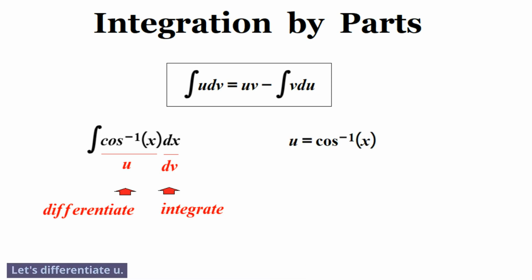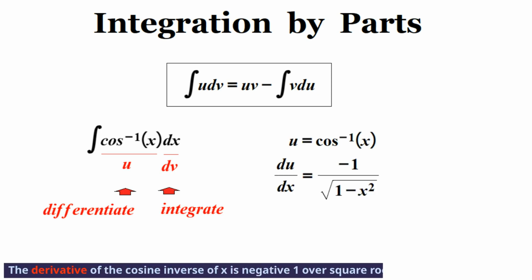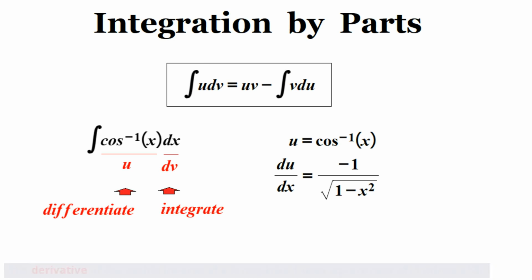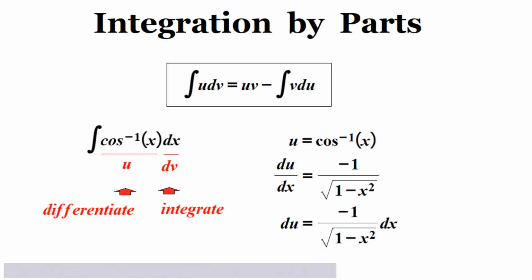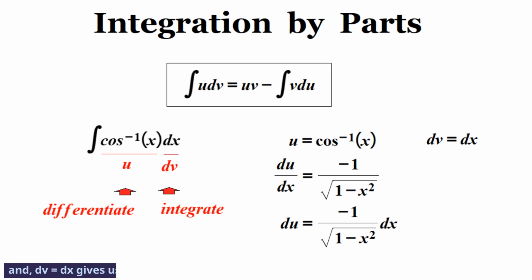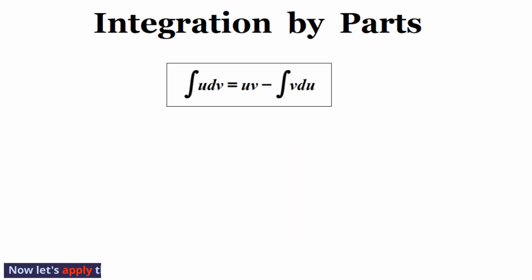Let's differentiate u. The derivative of the cosine inverse of x is -1 over square root of 1 minus x squared. So, du equals -1 over square root of 1 minus x squared, dx. And dv equals dx gives us v equals integral dx, and it becomes x. Now let's apply the integration by parts formula.